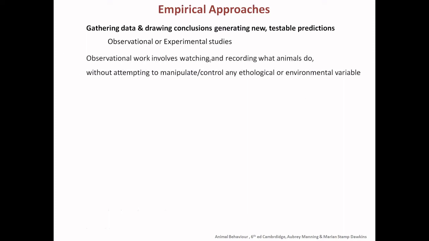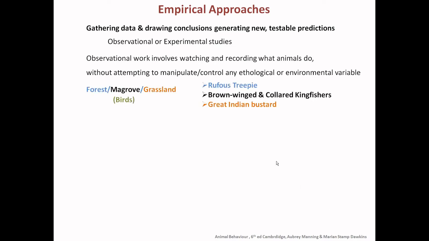Observational work involves watching and recording what animals do, without any attempt to manipulate or control any ethological or environmental variable. We do not want to manipulate; we just want to make a hypothesis and prove it based on the observation. So this is an example of the habitat: forest, mangrove, grassland.